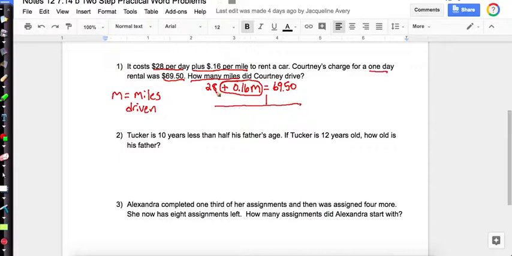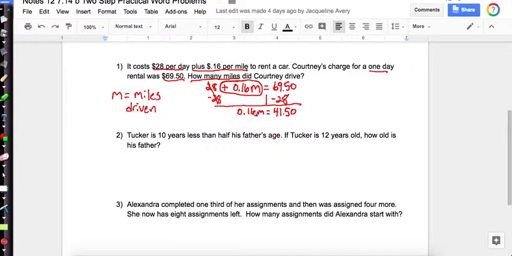And so we want to get rid of what's touching our circle here, so the 28. Would I add 28 or subtract 28? Good, subtract 28. So the 28s cancel. We're left with 0.16m equals 69.50 minus 28 is 41.50.